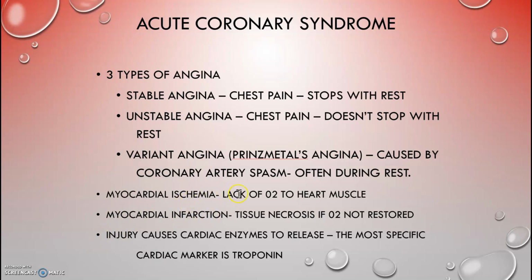If the muscle does not have oxygen, it leads to tissue death. It must have oxygen to survive. So angina can lead to ischemia, which can lead to myocardial infarction. Myocardial infarction causes cardiac enzymes to be released, and troponin is the specific one, and that's saying that there is cardiac muscle death. So that is acute coronary syndrome in a nutshell.